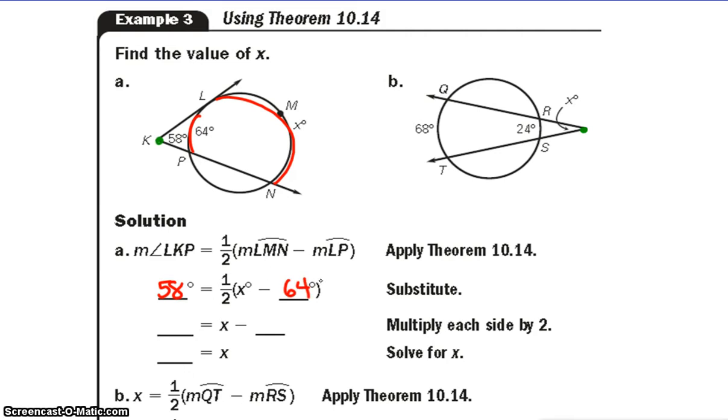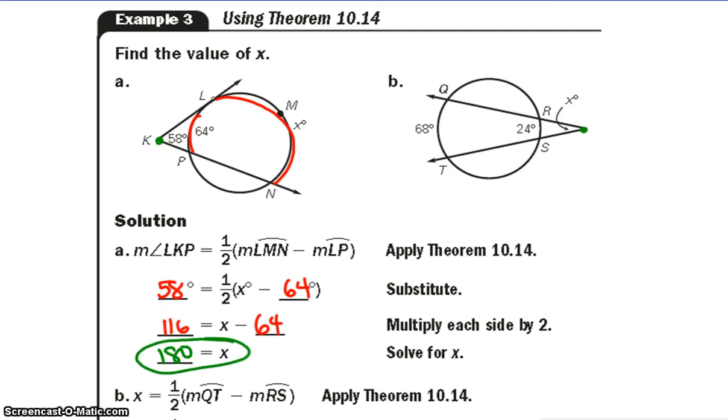Okay, now it wants us to multiply each side by 2. So what you're going to do is 58 times 2 is 116. So then I'm left with, since 1/2 times 2 is 1, X minus 64. By adding 64 to both sides, 116 plus 64 is 180. And that's the measure of the arc LMN, 180 degrees.